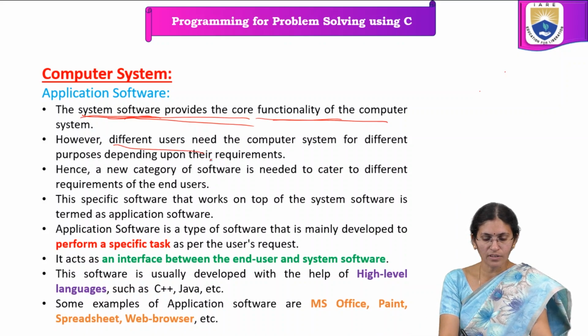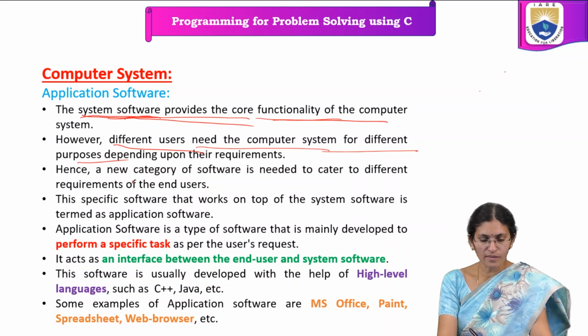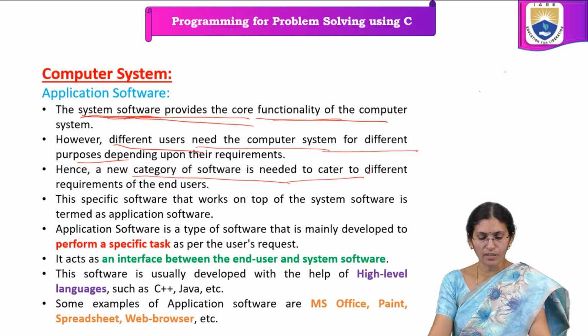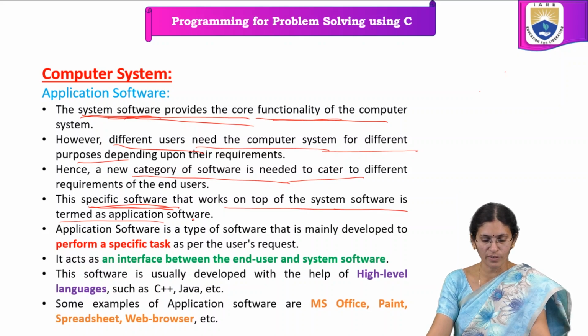Here different users need the computer system for different purposes depending upon their requirements. Hence a new category of software is needed to cater to the different requirements of the end user. As we have seen, the operating system is general purpose software, whereas application software is specific software which works on top of system software.